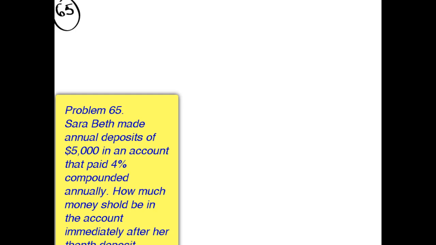Sarah Beth made annual deposits of $5,000 in an account that paid 4% compounded annually. How much money should be in the account immediately after the 10th deposit? Okay, so we have that the annuities that she's depositing are each of $5,000. The interest rate is 4%, and the number of periods is 10.